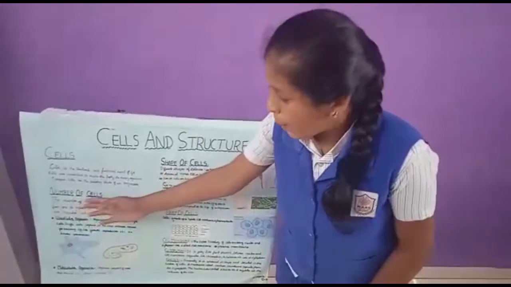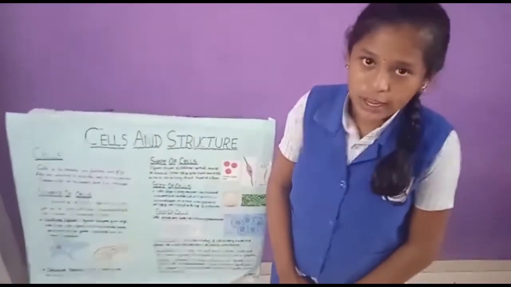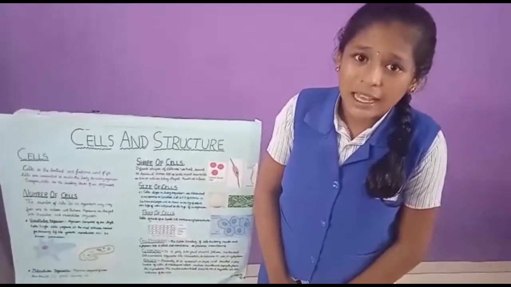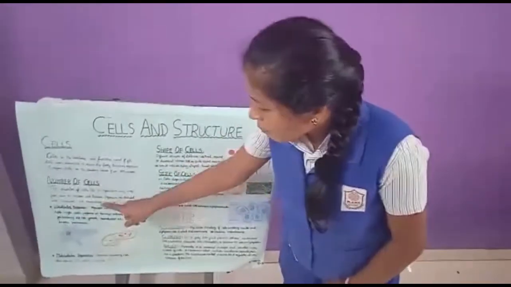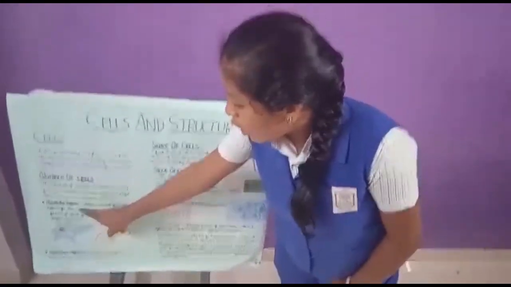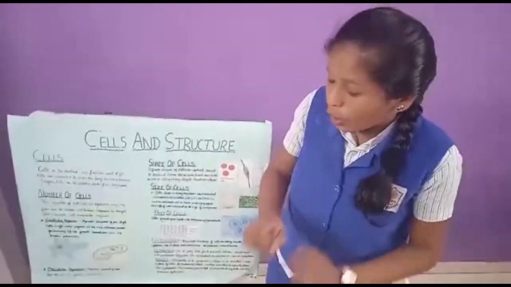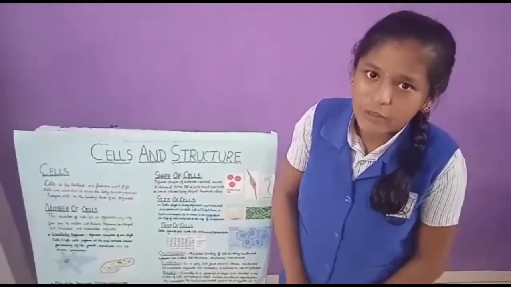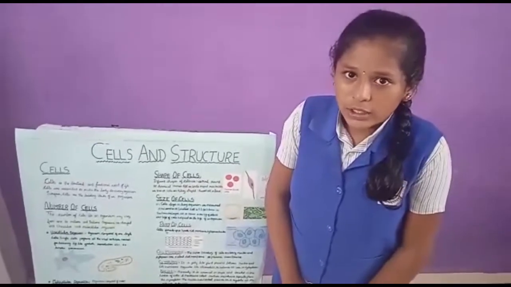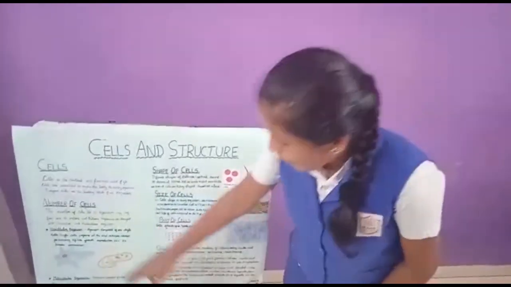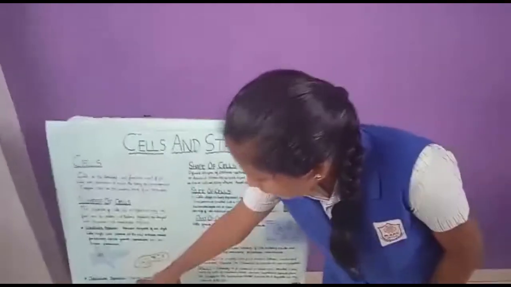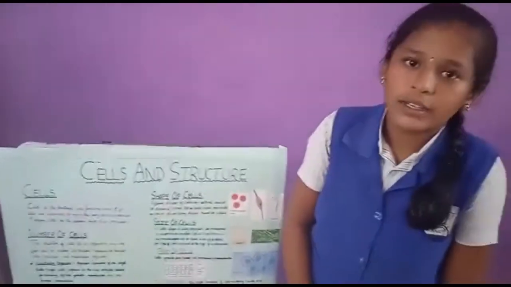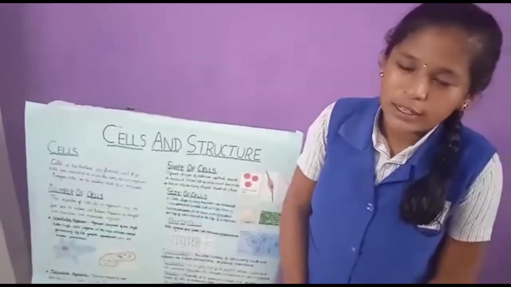Next, let us know about the number of cells. The number of cells in an organism may vary from 1 to millions and trillions. Organisms are classified into unicellular and multicellular organisms. Unicellular organism: an organism composed of a single cell. A single cell performs the habitual activities of sustaining life like growth, reproduction, etc. Examples: amoeba and paramecium. Multicellular organism: an organism composed of more than one cell is called a multicellular organism.